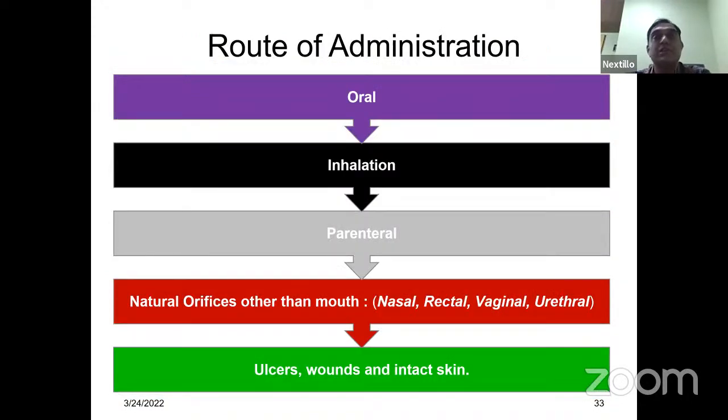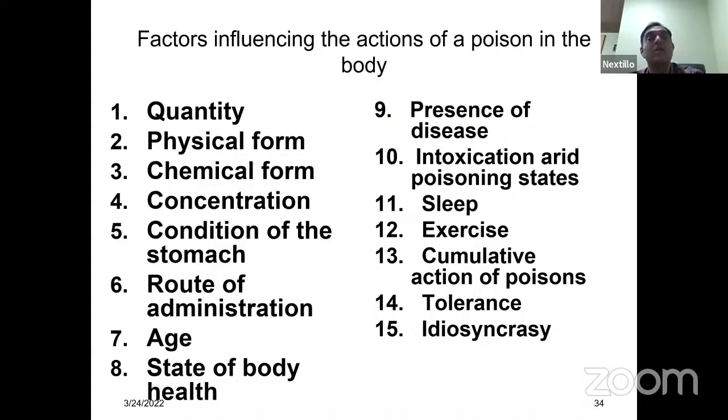Routes of administration: we have different routes like oral, inhalation, parenteral, and orifices other than the mouth. Sometimes the poison may be inhaled through the nasal route, or given by the rectal, vaginal, or urethral route. Sometimes the route of administration for a poison is through an ulcer, wounds, or intact skin. So these are the routes of administration most commonly seen.